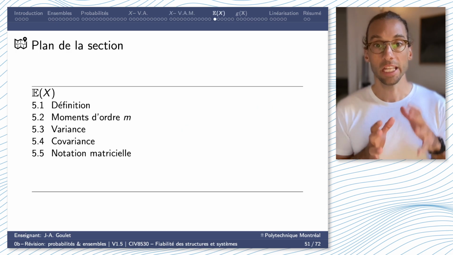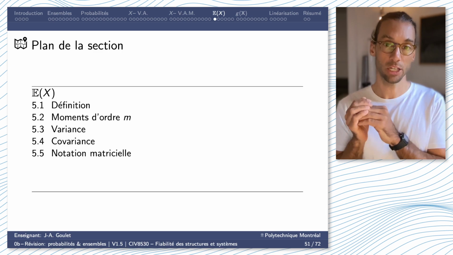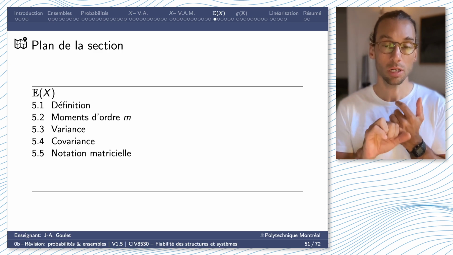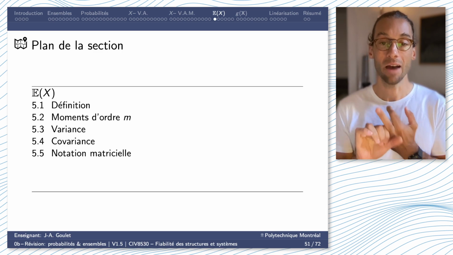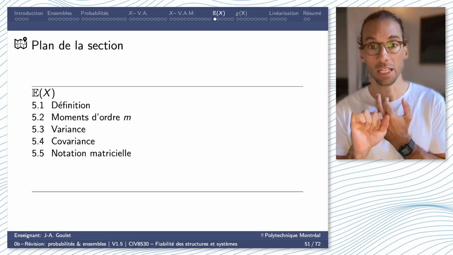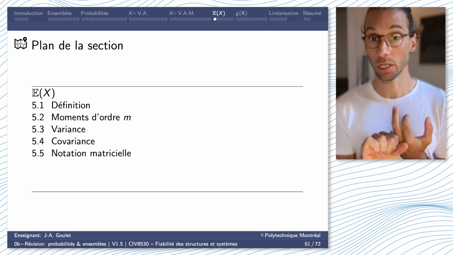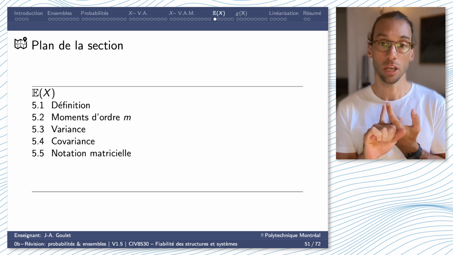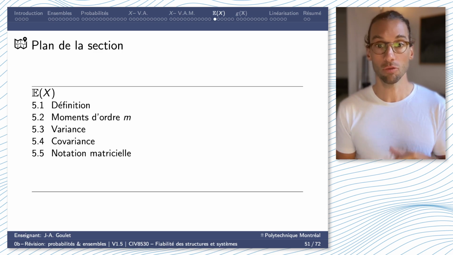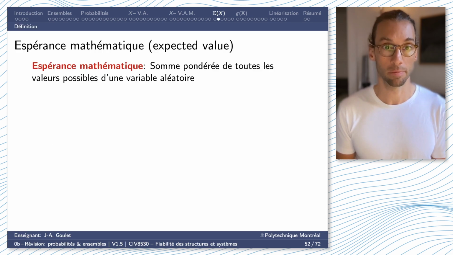Okay, so now let's move to the notion of expectation. We're going to see what an expectation is, how it helps us to define the moment of order m, how it allows us to define the concept of variance, where it comes from, what a covariance is, and how we can define the matrix notation for variance and covariances.